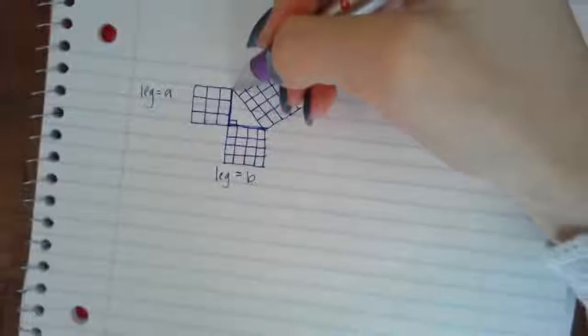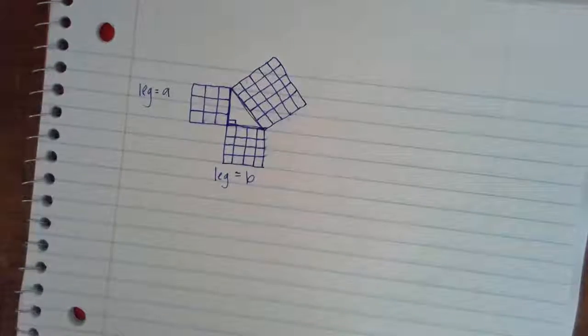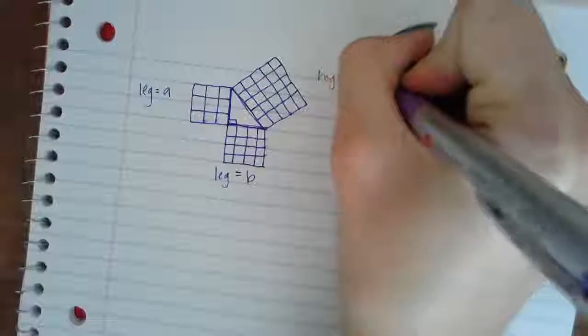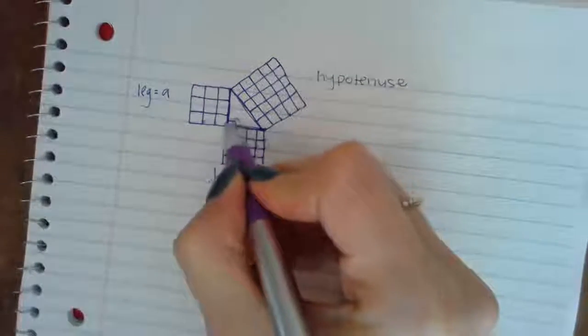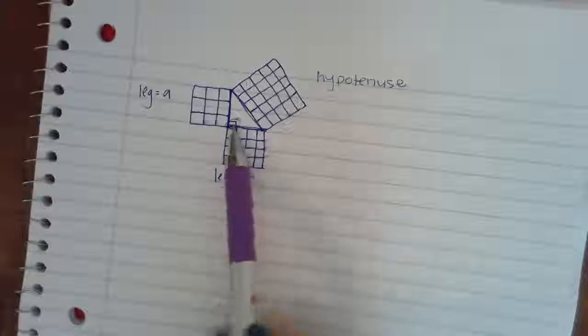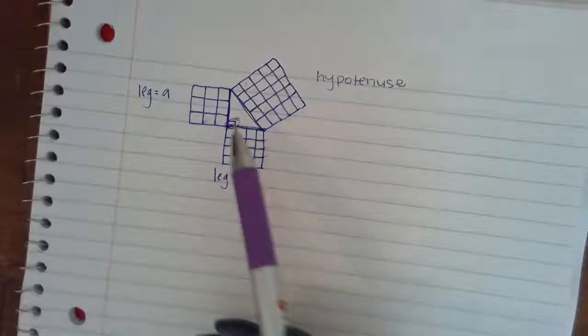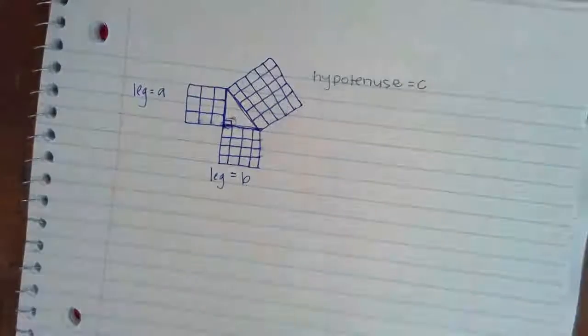Now for our third leg, because triangles have three sides, our third leg right here, it is a leg, but it has a special name called the hypotenuse. And the hypotenuse is always directly across from our right angle. And we can determine a right angle by this little box that is shown here. So this is our hypotenuse, and it is labeled C.